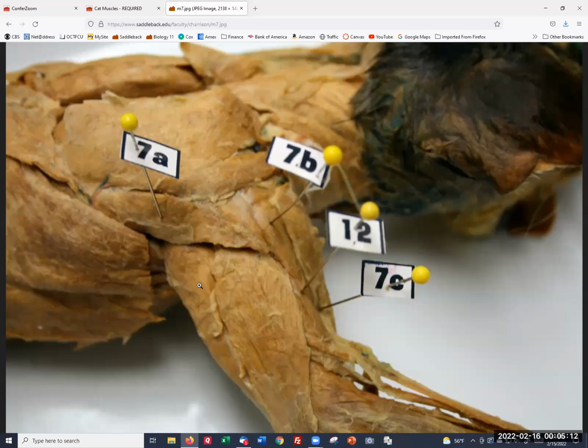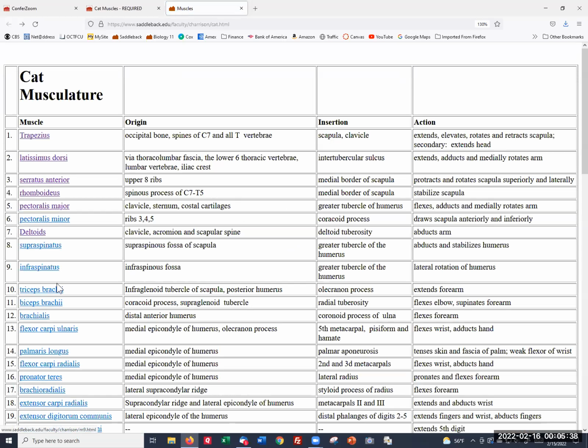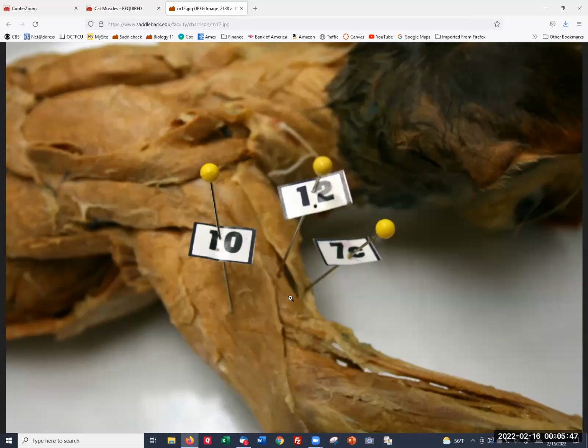Why? Well, I wish we'd have had a number 10 in here. We will soon. This is triceps, triceps. Then the third head of the triceps is in between these two. And then in front of the triceps, here is the brachialis. This shows the brachialis nicely, number 12, and the triceps right next to it.